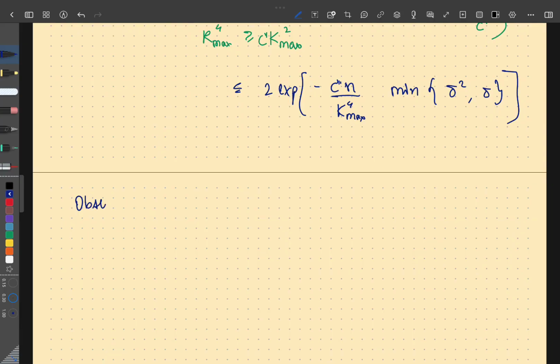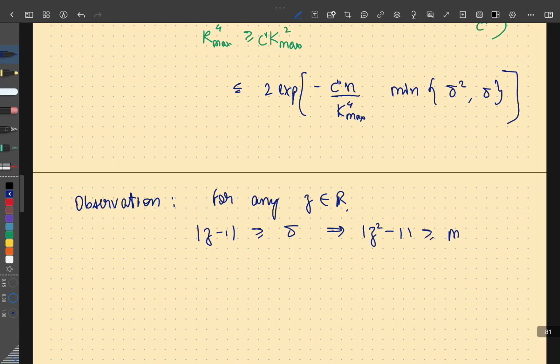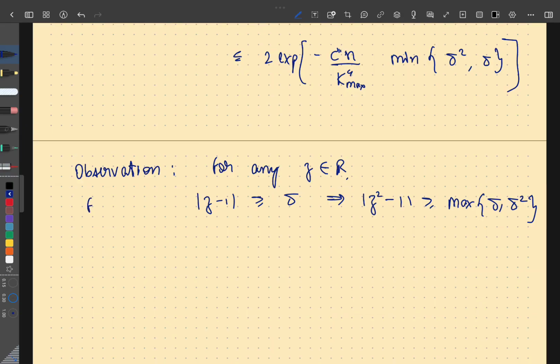The next is this observation. For any number z, mod z minus 1 is greater than or equal to delta implies that mod z square minus 1 is lower bounded by max of delta and delta square. Okay. I'll leave this as an exercise.